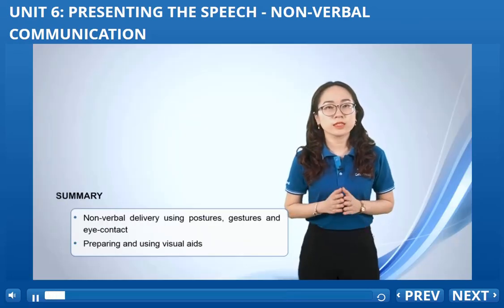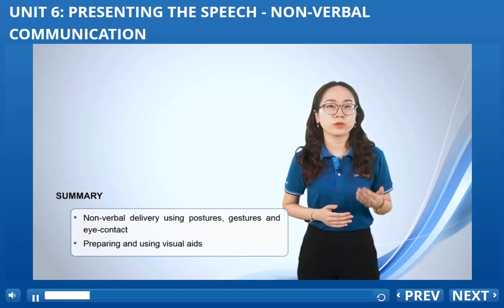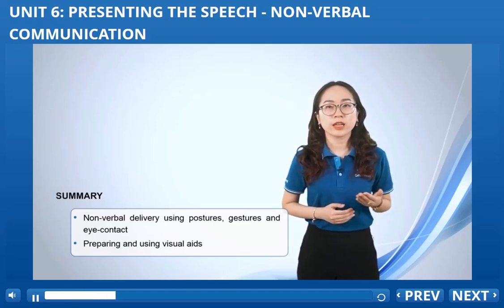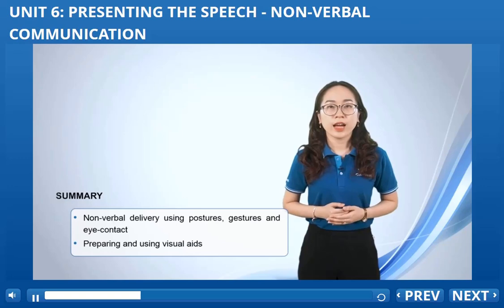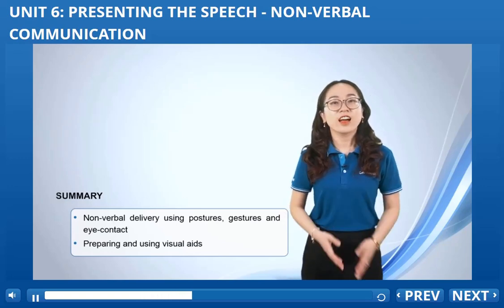So to sum up, in this lesson, we'll look at non-verbal delivery using posture, gesture, and eye contact, and how to prepare and use visual aids.